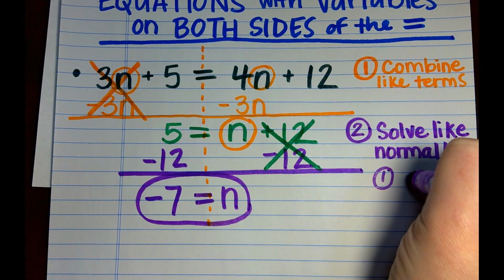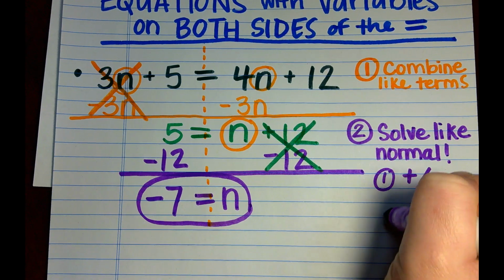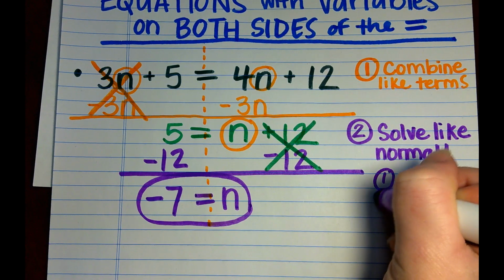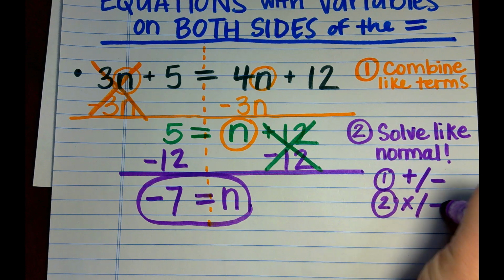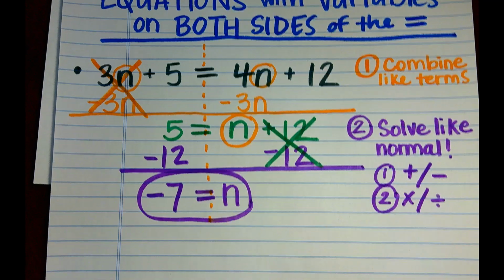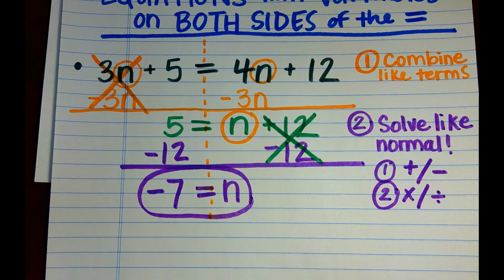Here we start with addition and subtraction, and then if there is any multiplication and division, we would do that next. But this one only had addition and subtraction, so that's good. Okay. So there is an example of that problem.